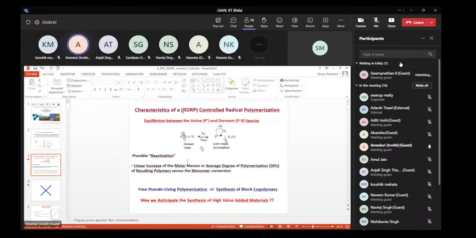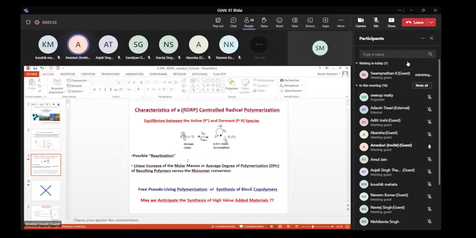I mentioned in my first lecture that the evidence of a controlled polymerization is the linear increase of the molar mass or average degree of polymerization versus the monomer conversion. This is very important. Many reports state the linear evolution of consumption of monomer versus time, or narrow dispersity versus time, or anything versus time, but this is not good because it's a first-order kinetic reaction. This is not linked to the control of the polymerization. So keep in mind, if you're working in this area, you have to evidence the linear dependence of the molar mass versus the monomer conversion.